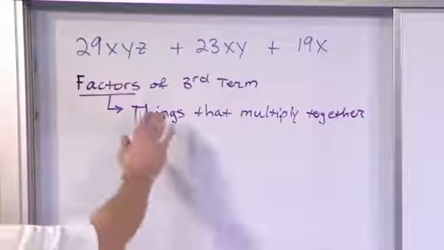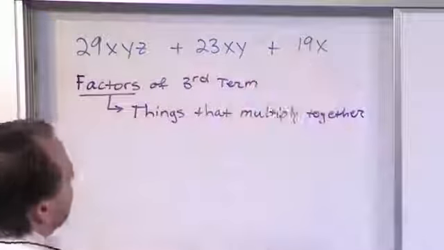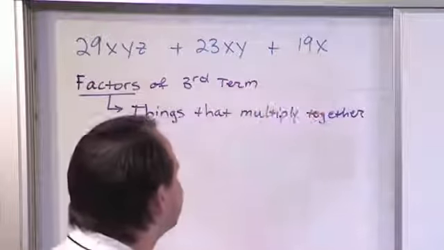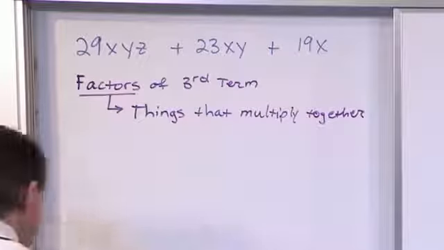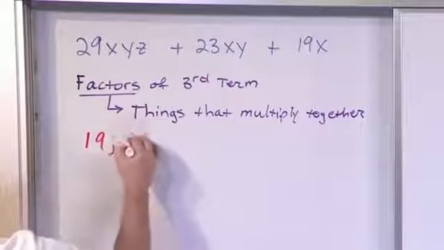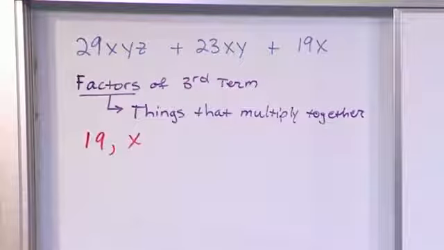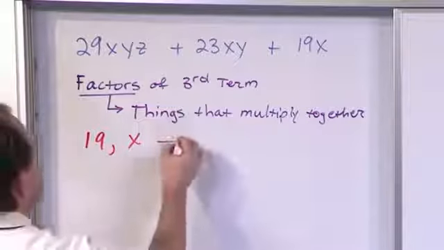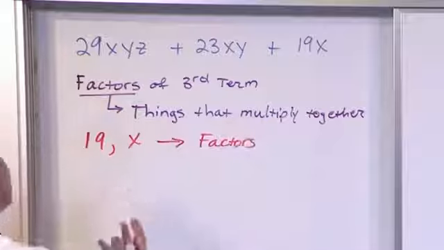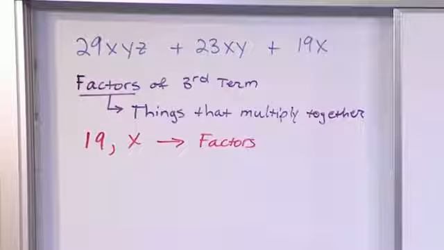So what is the third term? Okay, 1, 2, 3. Here's the third term. What things are multiplied together to give us 19x? It's pretty simple really, because what are you multiplying together? Well, you're multiplying together 19 and the variable x. So you would say that the factors of the third term are the things that multiply together to give you the third term. And that would be 19 and x.